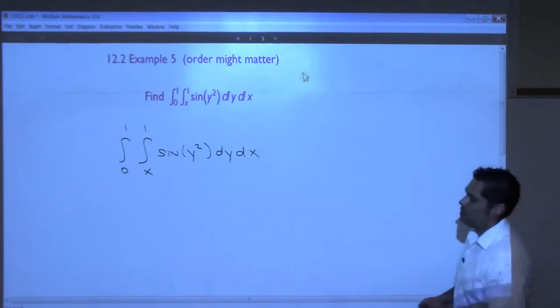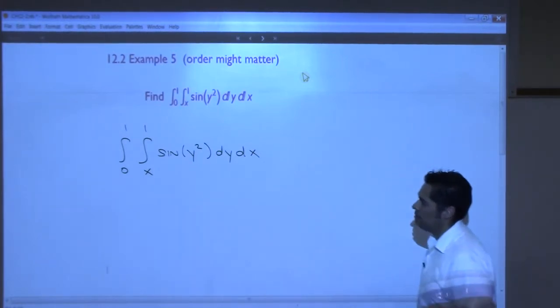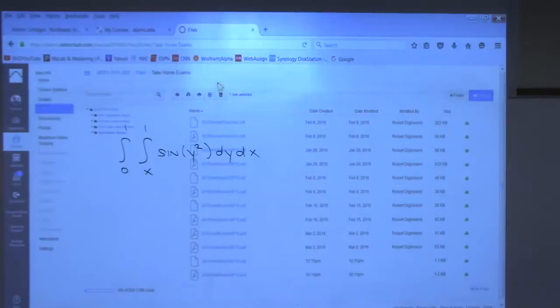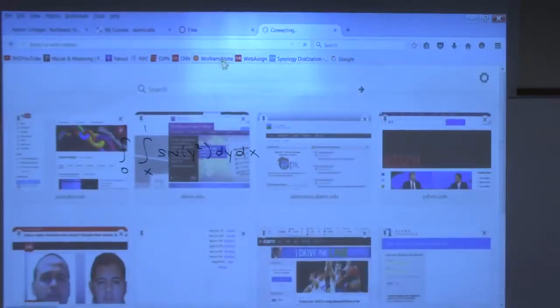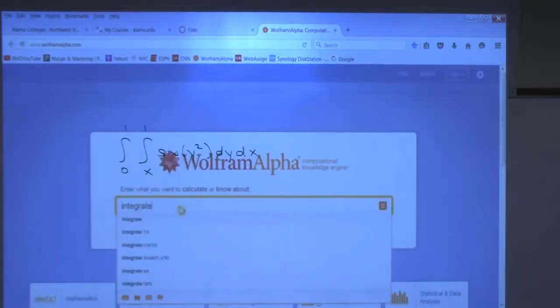You know, trying to find the volume below this surface over some region, and I just have to be able to compute that, right? And then you go, wait a minute, what's the antiderivative of sine y squared? So you go to Wolfram Alpha, and you type in integrate sine y squared.